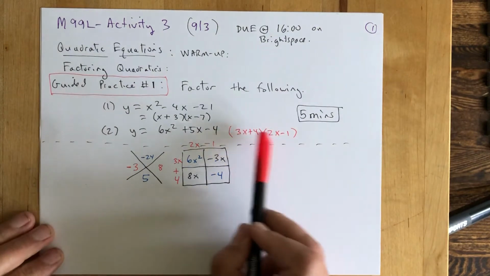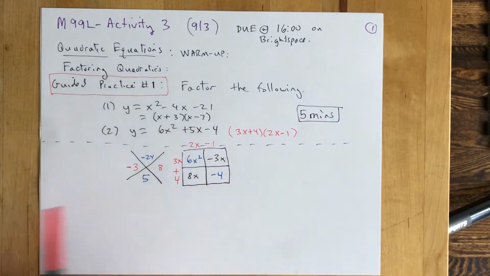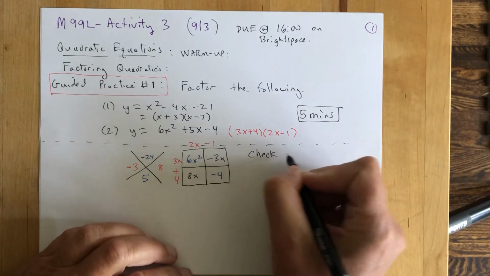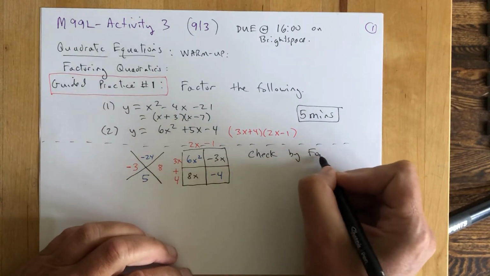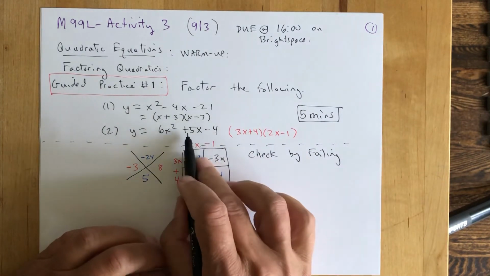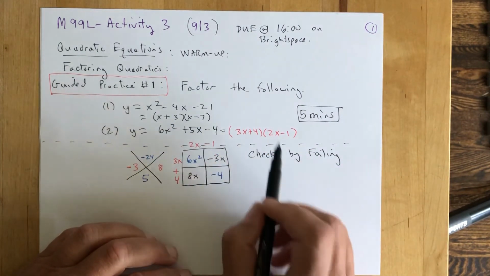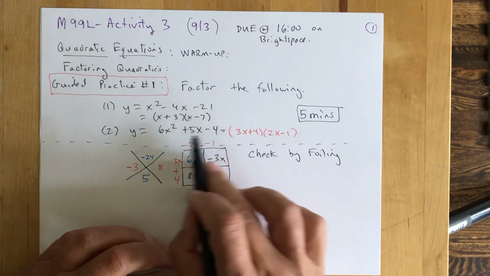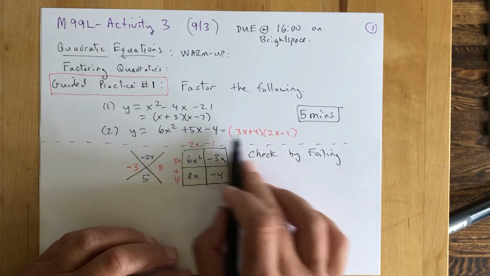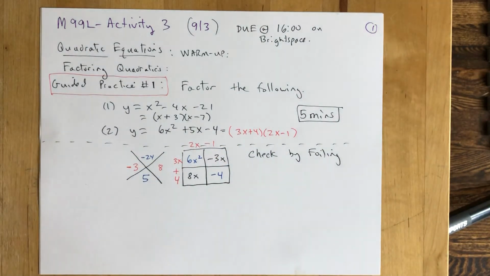Or you could just guess and check your way until you got this guy. The most important piece, though, is to check. When you get your factorization, make sure you FOIL it and make sure it gives you back what you started with, right? So let's check here. 6x squared, yep. Plus 8x minus 3x, yeah, that's 5, minus 4. Got it. Okay.